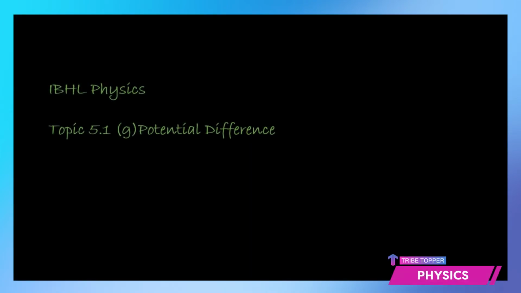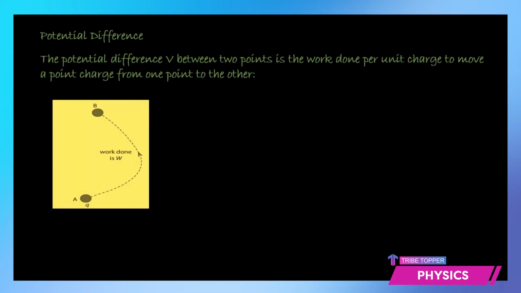In this video session, you are going to learn about potential difference. We know whenever something has to be moved from one place to another, some work has to be done. Same way here, if we have a small charge Q at position A, and it has to be moved to a position B, then some work will be done. And this work done per unit charge is known as the potential difference.